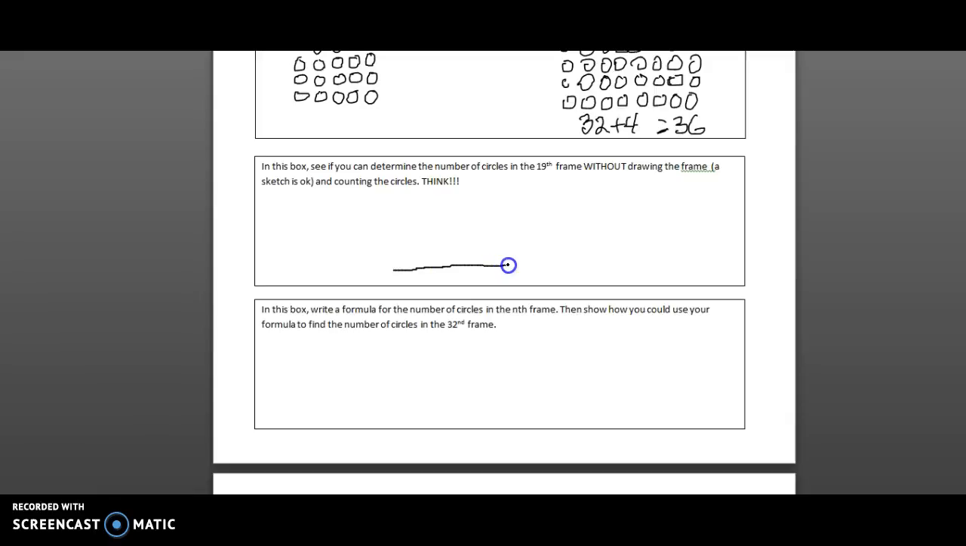So the sketch I'm going to do is, I'm just going to label. All right, here's my bottom row. And I want to say, all right, how many circles are going to be in my bottom row in the 19th frame? If you go back to that explicit pattern or formula that we were looking at, the number across the bottom is one more than the frame number. We're drawing the 19th frame here, so that has to be 20.